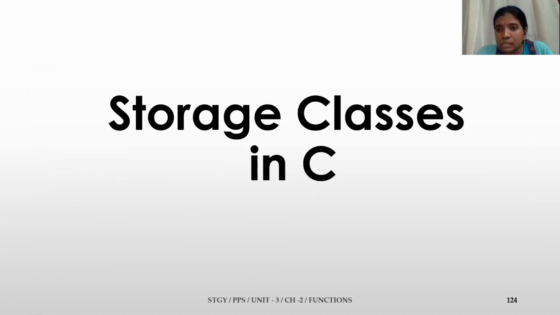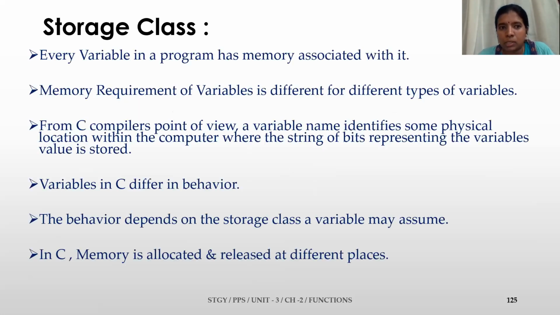So what is it that determines the different kinds of properties exhibited by variables? It's the storage class that determines the various properties exhibited by variables. Every variable has its own memory wherever it is stored. Memory requirements of variables depend upon the data types of the variables. From the C compiler's point of view, a variable name identifies some physical location within the computer where the string of bits that it stores are stored.